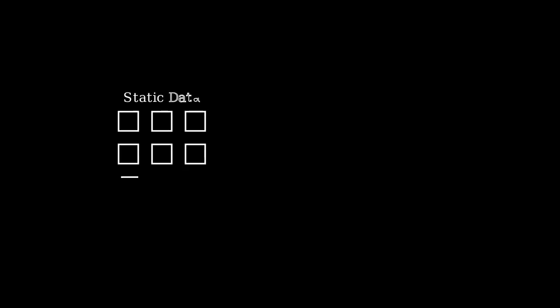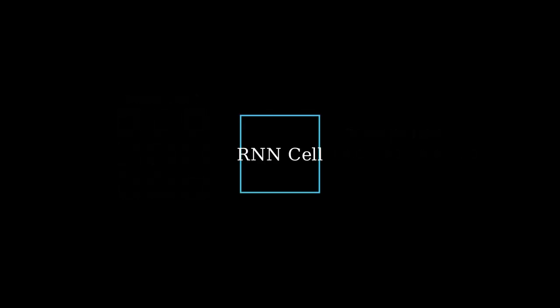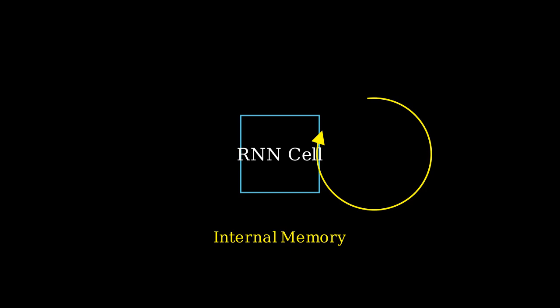Not all data is static. Sometimes, the order of the information is just as important as the data itself. This is where recurrent neural networks, or RNNs, come into play. Unlike feedforward networks, RNNs use feedback loops that allow information to persist within the system. This creates a form of internal memory, making them ideal for sequential data like spoken language or time series predictions.